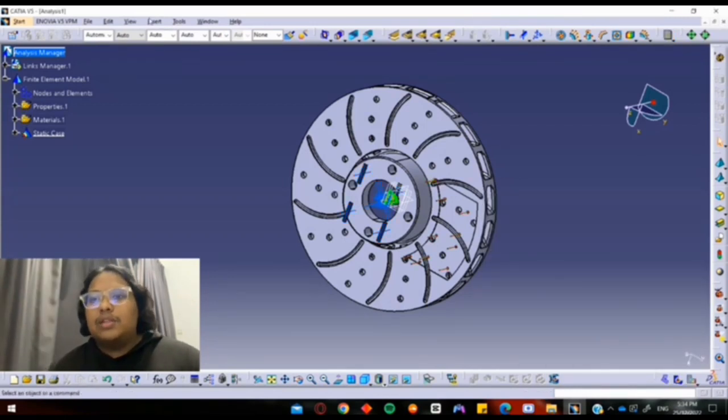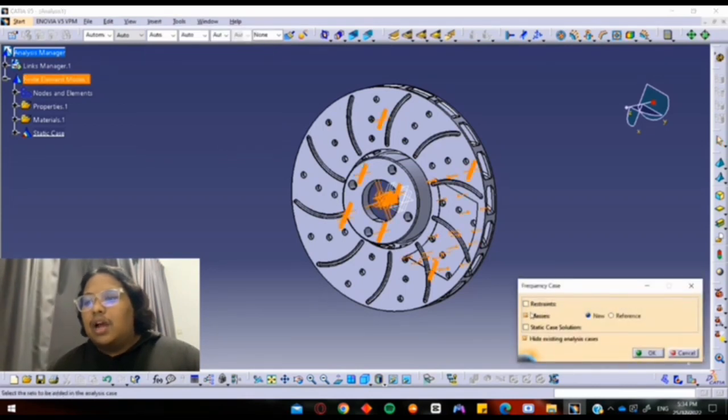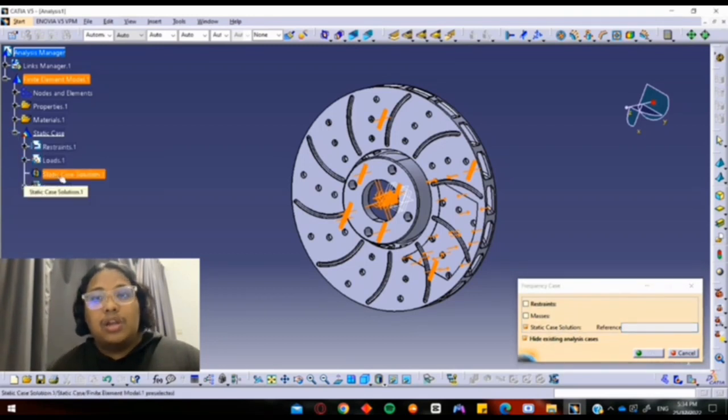Then we will go to Insert and select the frequency case, untick the restraint MSS and tick the static case solution. For the reference, we will select static case solution 1 from the previous static case.